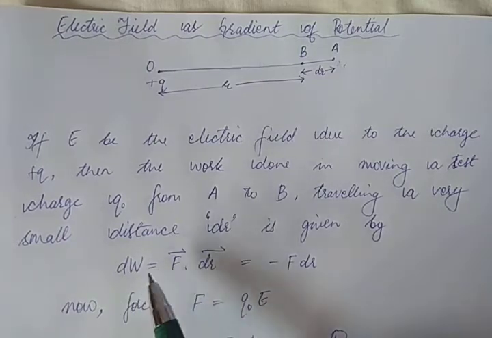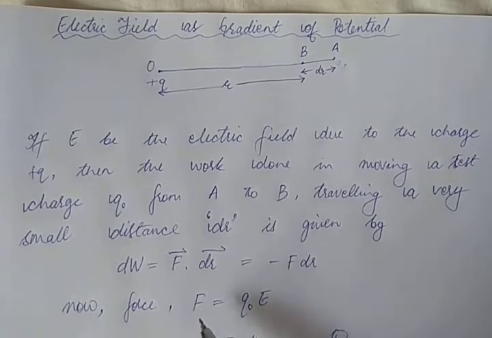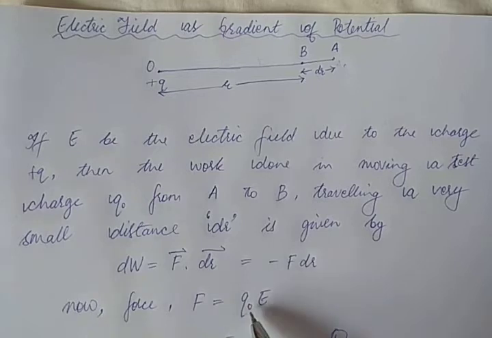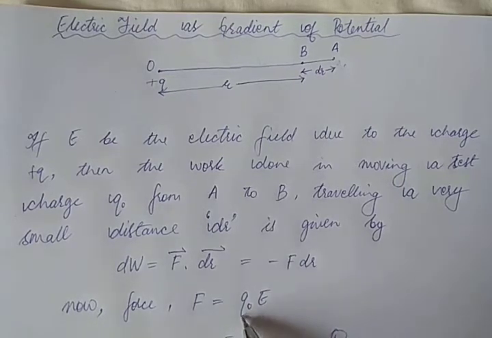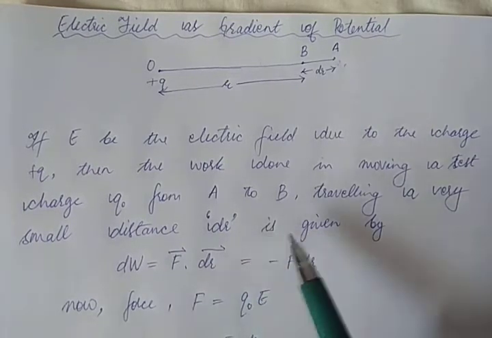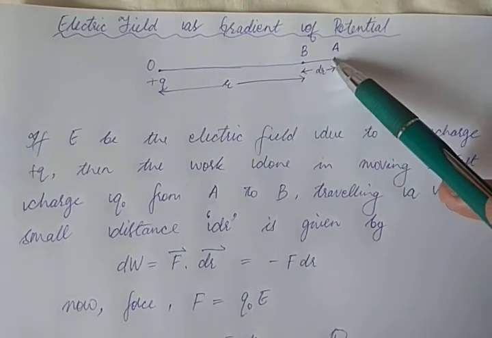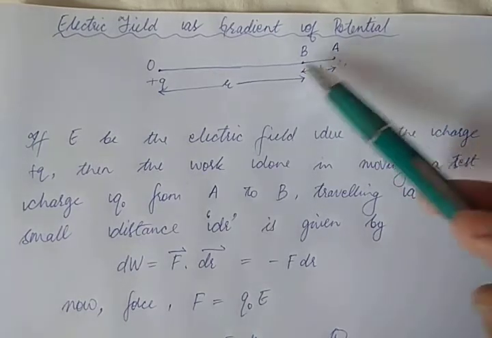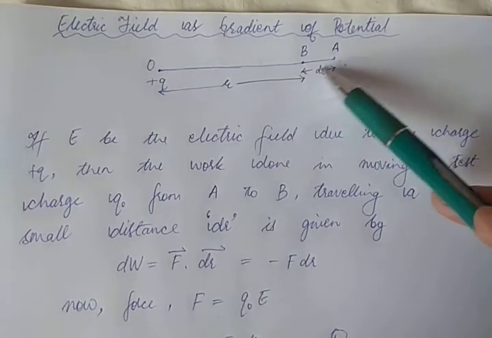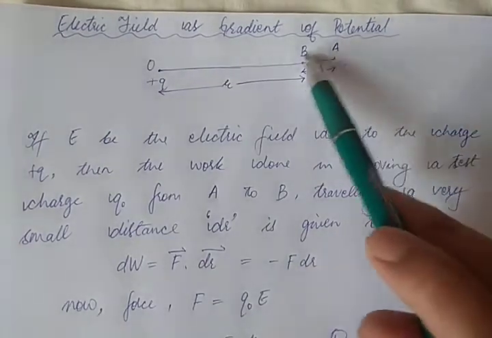So dW is F dot dr, that is force dot dr. Now what is this force F? Force F is equal to Q naught into E, the charge that we are moving multiplied by the electric field, from the definition of electric field. F dot dr is equal to F dr cos theta. Now what is the value of theta over here? Theta is 180 degrees because dr, the displacement from A to B, is directed towards our left hand side, whereas the electric field, and so the force, is directed towards the right hand side.